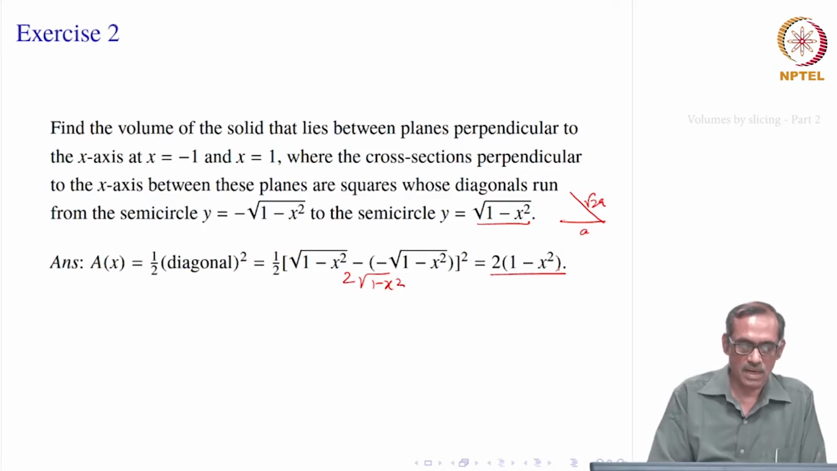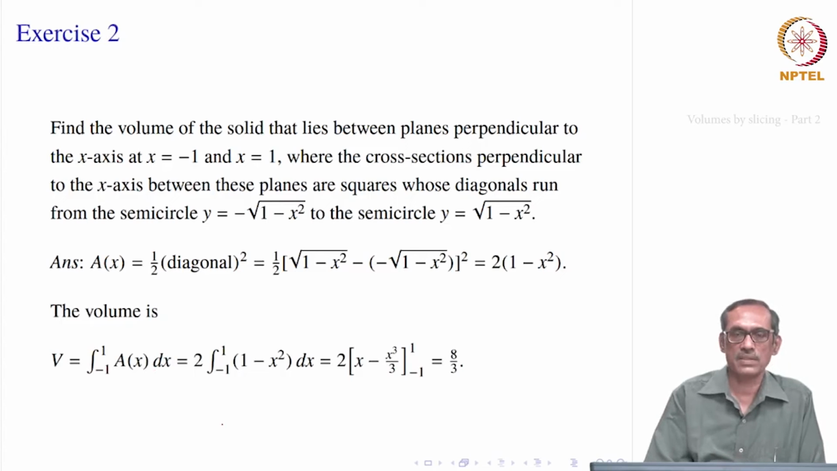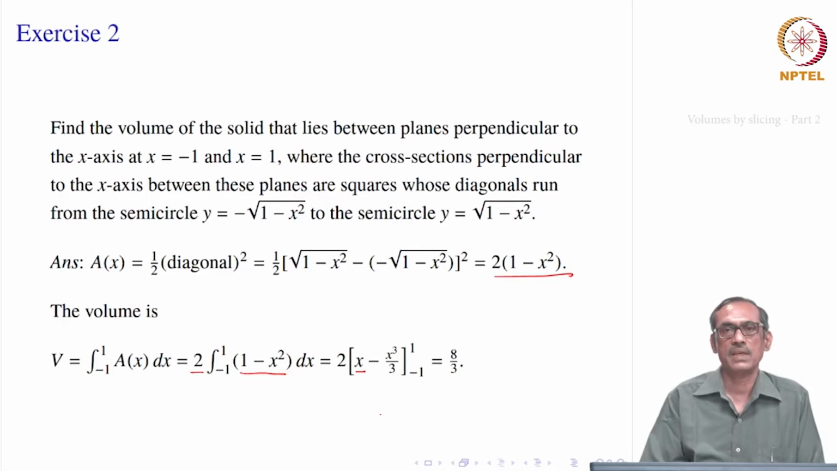So, once the cross sectional area is obtained, we know already the limits. So, the volume will be equal to the integral from -1 to 1 of A(x) dx, that gives 2 times the integral from -1 to 1 of 1 minus x square, 2 we have taken out, dx. So, that gives 1 as the integral, x square as x cubed by 3. So, it is 2 times x minus x cubed by 3 evaluated at 1 and -1 and then subtracted. So, that simplifies to 8 divided by 3.